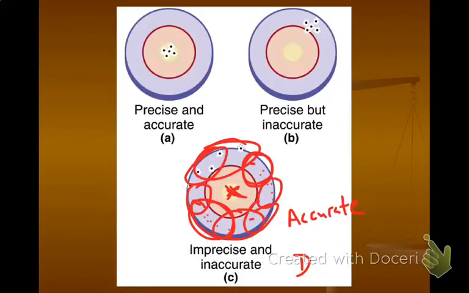So again, the average here would be pretty close to the bullseye, so it would be accurate, but those darts are not close to each other. So that would be an example of imprecise. So that's like you got the right answer, but you got the right answer just kind of based on luck, just because the average worked out to be right.